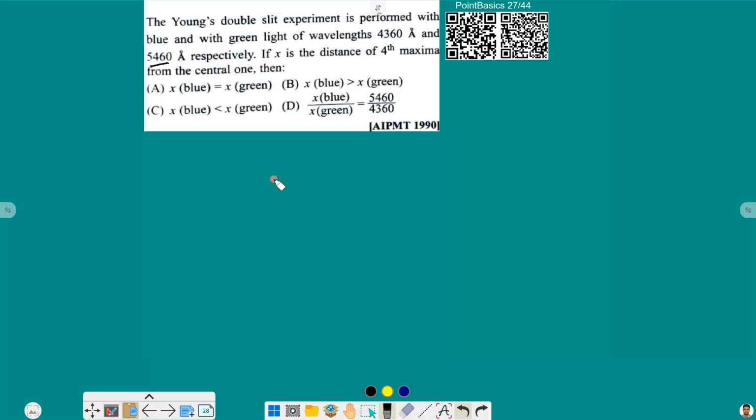So we know that fringe width is equal to lambda D by small d, and the distance of the fourth fringe will be a multiple of this. So we can say beta 4 will be equal to 4 times lambda D by small d.